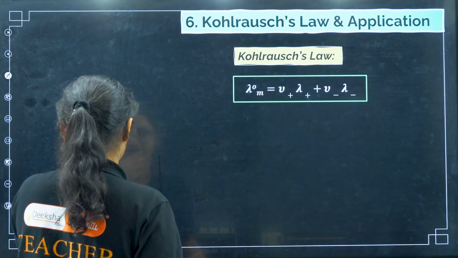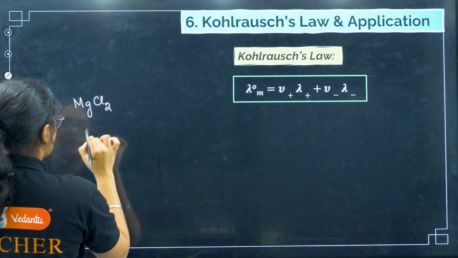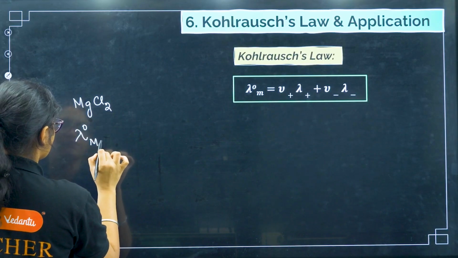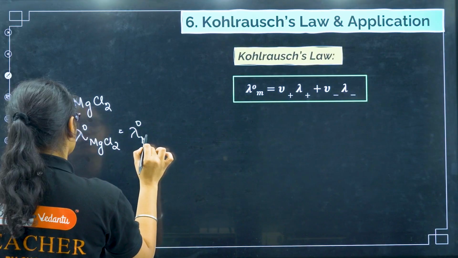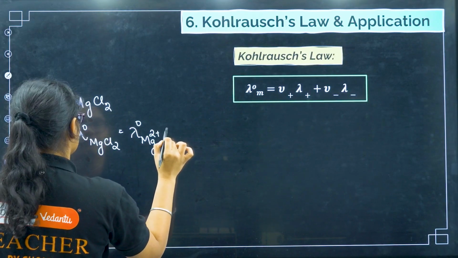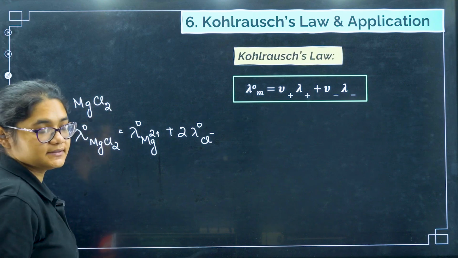Next, Kohlrausch law, that is lambda naught m is equal to lambda naught of cation plus lambda naught of anion. I will use a very simple example. Suppose MgCl2 is there and you want to calculate lambda naught of MgCl2, so that will be equal to lambda naught of Mg2+ plus 2 times lambda naught of Cl minus.